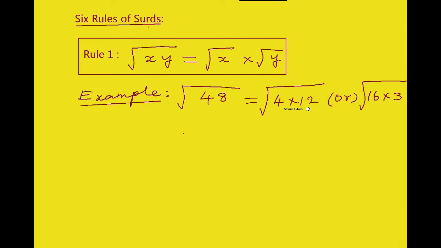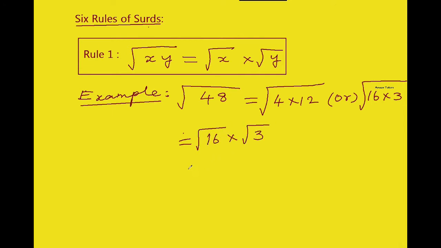If you do this method, you will have to split this 12 again like 4 and 3. That's what's been done directly here. Whichever comes into your mind, you can do that, but keep simplifying till it is the simplest form. Now, using this property, square root of x times square root of y, I can write this as square root of 16 times square root of 3 separately. I can split the surds.